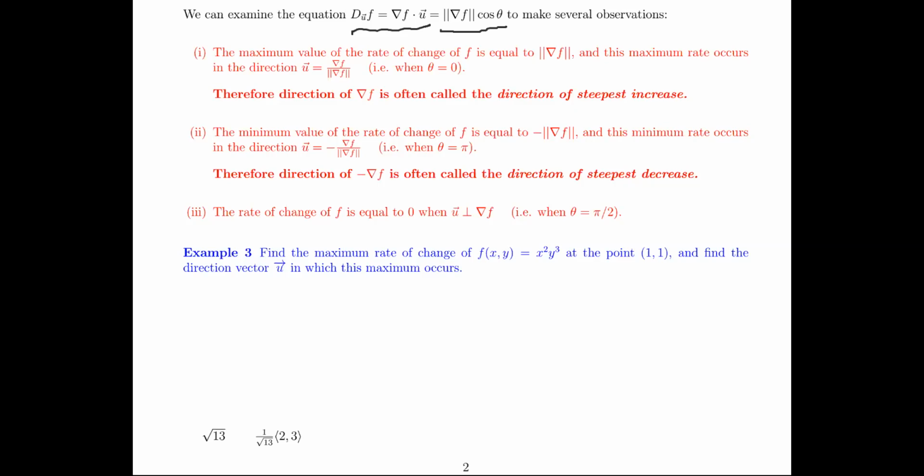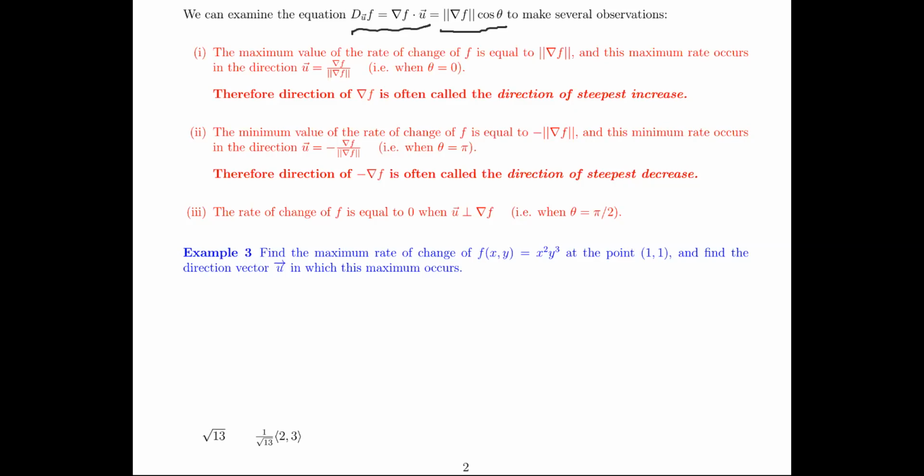Since cosine of theta must range between -1 and +1, the maximum value of this expression occurs when cosine of theta is 1. This happens when theta is 0. That means the angle between the two vectors is 0. So this tells us that the maximum rate of change occurs in the direction of the gradient vector of f. And in fact, that maximum rate of change is the magnitude of the gradient vector of f.